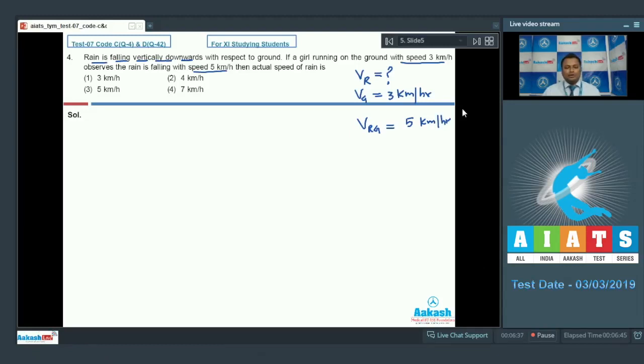The question belongs to relative velocity in 2 dimensions. So let's try to analyze the situation. Suppose the girl is running this way horizontally, VG. According to the question, the rain is falling vertically, so the speed of rain is VR in vector form here. Now according to the concept of relative speed, we can say that vectorially VRG is VR minus VG in vector form.